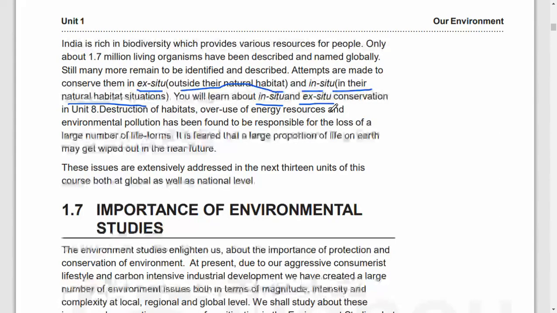Destruction of habitats, overuse of energy resources, and environmental pollution have been found to be responsible for the loss of a large number of life forms. It is feared that a large proportion of life on Earth may get wiped out in the near future. These issues are extensively addressed in the next 13 units of this course, both at global as well as national level.